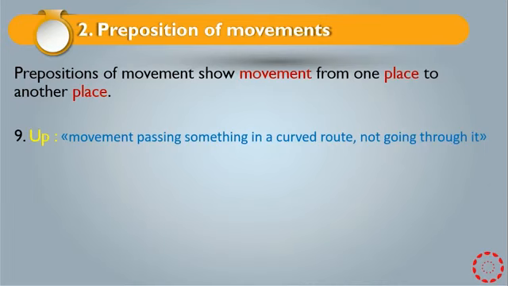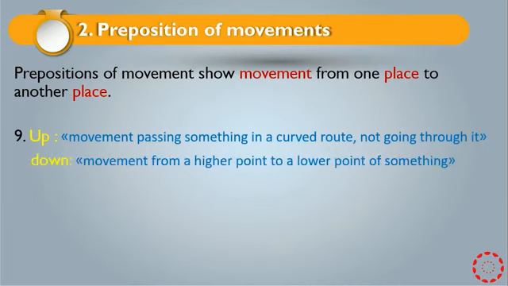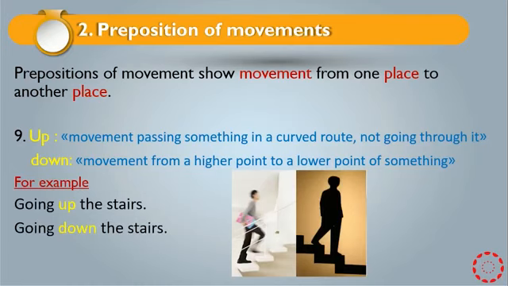The ninth one is up. Okay, down. Movement from a higher point to a lower point of something. Up is a movement from a lower point to a higher point of something, and down is a movement from a higher point to a lower point of something. For example, going up the stairs, or going down the stairs. In the first picture, the first one is going up the stairs from a lower point to a higher point, and the second one is going down the stairs from a higher point to a lower point.